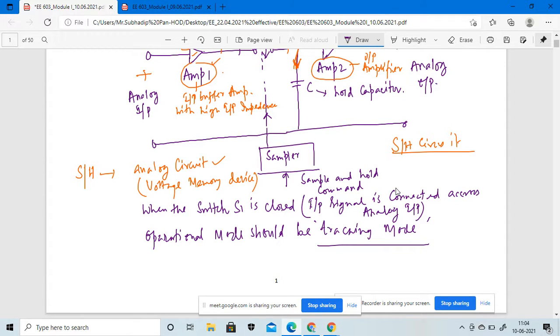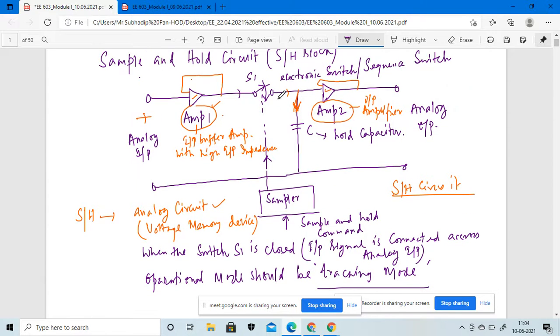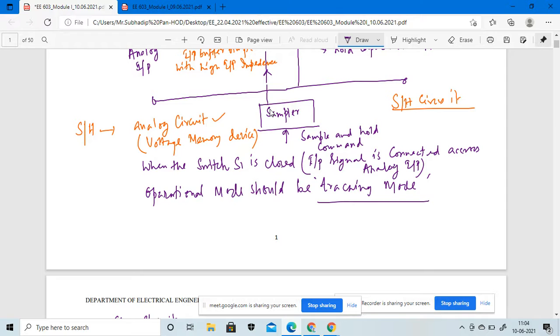And when the switch is open, tell me, when the switch S1 is open, then what should the operational mode be? Yes, it should be in hold mode. So switch closed means what? Switch open means what?